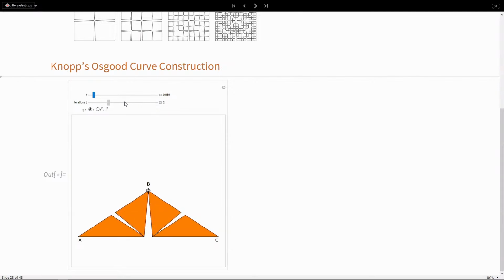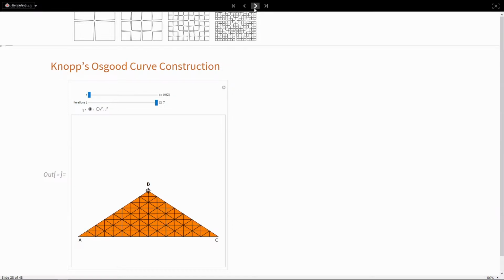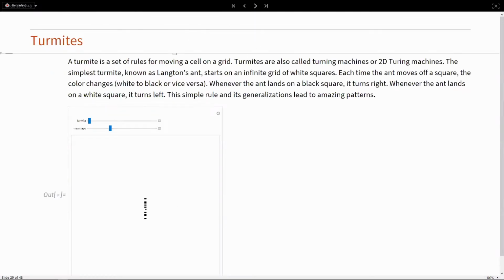And as you change the number of iterations, you basically take out more and more of these segments. And as the angle changes, you get different curves, like so. So this is a removal process that happens to have the same sort of effect as the space filling curves or the geometric methods.